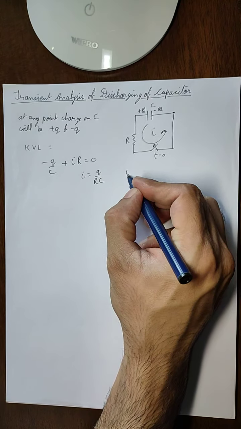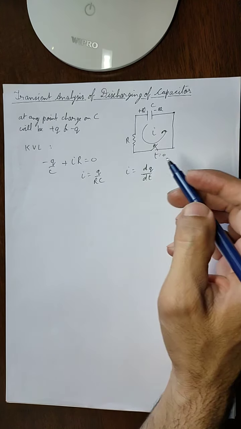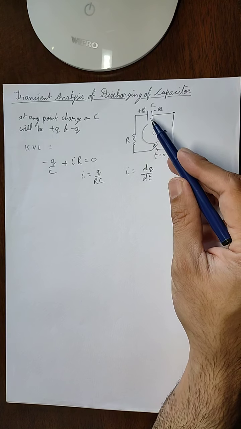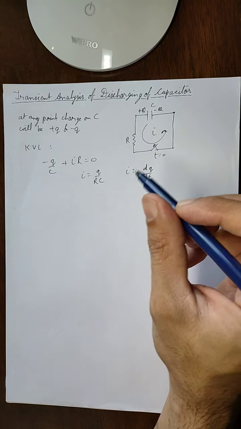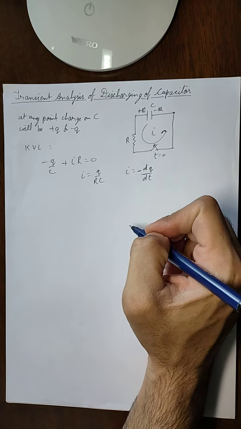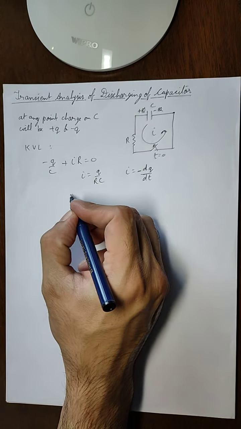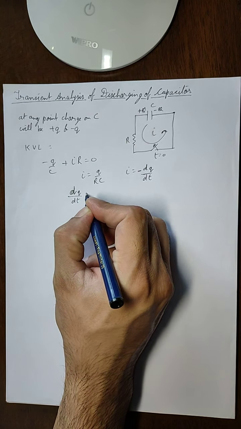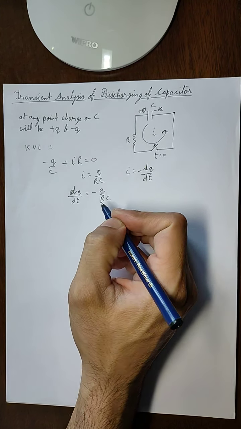Now we also know that current is equal to dq by dt, the rate of flow of charge, but in this case the charge is decreasing with time because of the discharging. The charge on the capacitor is decreasing with time, so that means I will be equal to minus dq by dt. So if we compare these two equations, then we can write dq by dt is equal to minus q by RC.